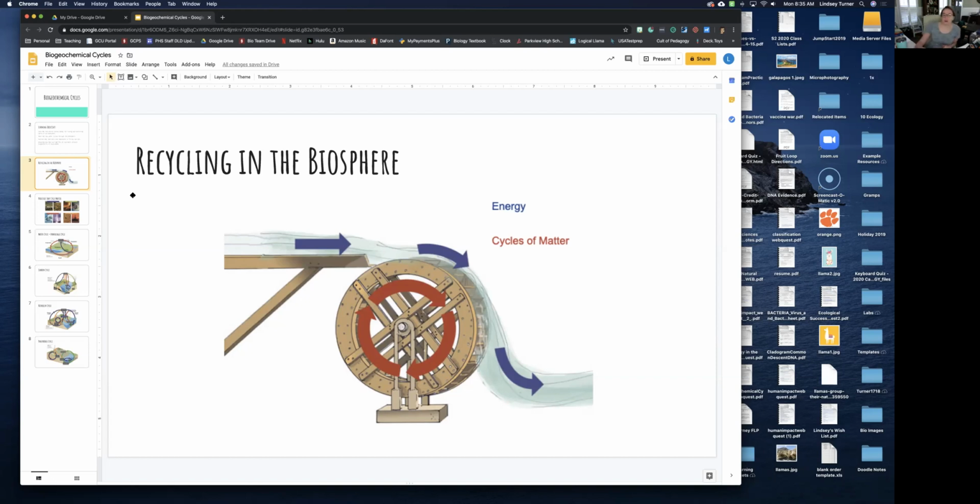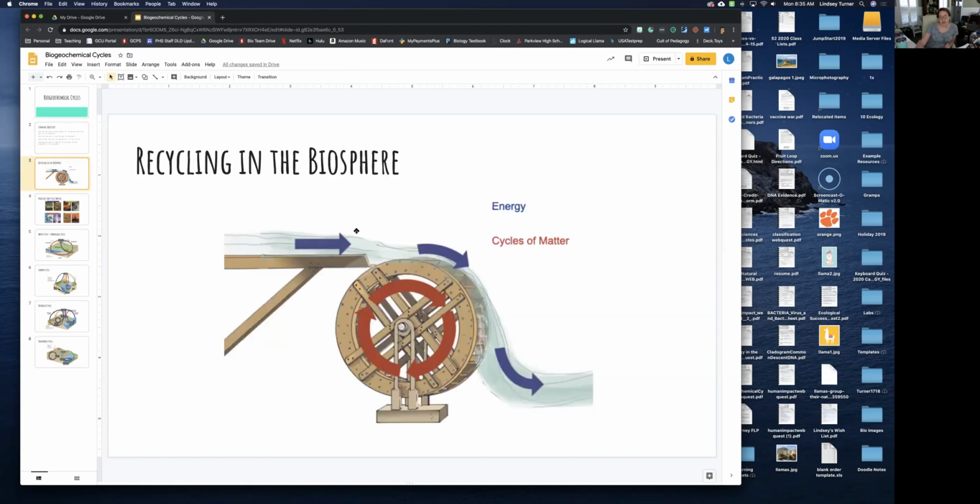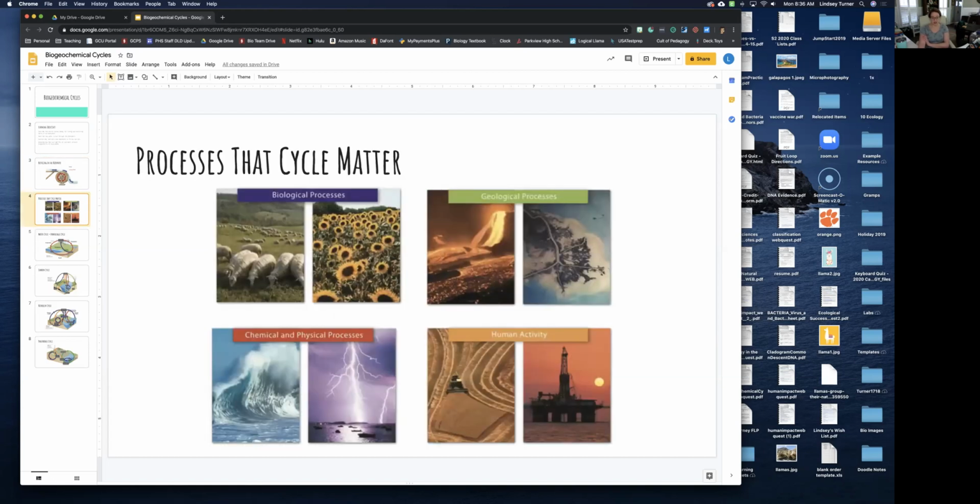Okay, so I like this diagram of a water wheel. Because your energy arrows are blue, showing the direction in which the water is flowing, and the water wheel is the matter, okay? And it continues to cycle over and over and over again, allowing the energy to move in that one particular direction.